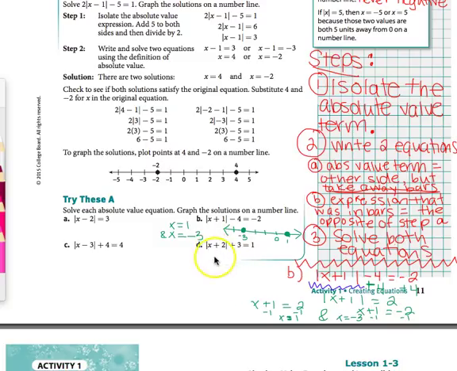Part D, and I've got plenty of space under here, so that's nice. First job is to isolate. So in this case, subtract 3. So I get absolute value of x plus 2 equals -2.